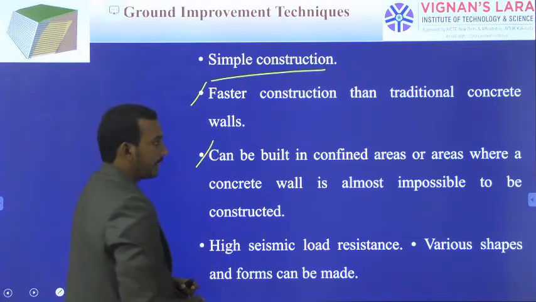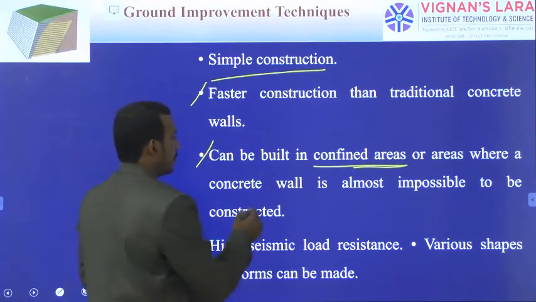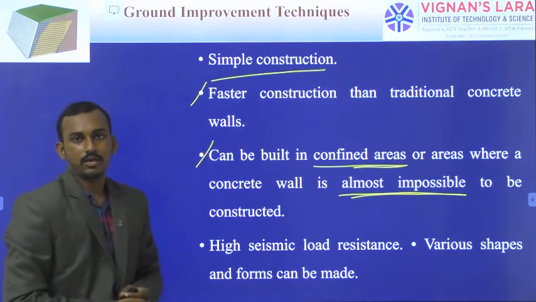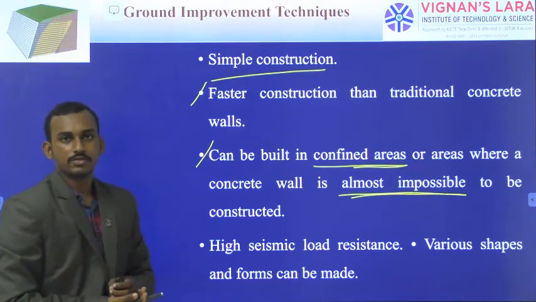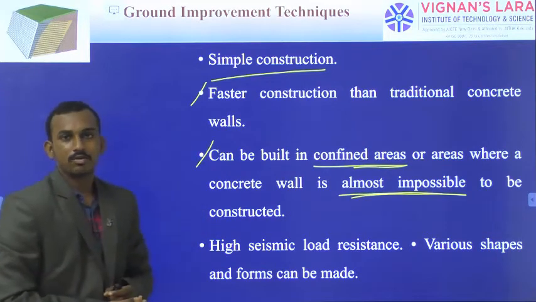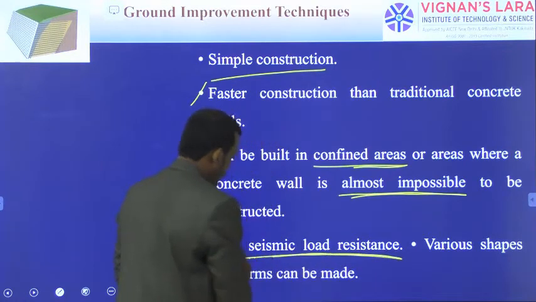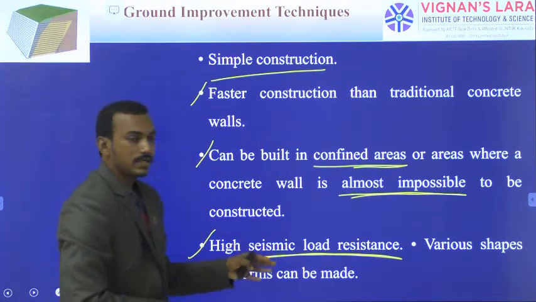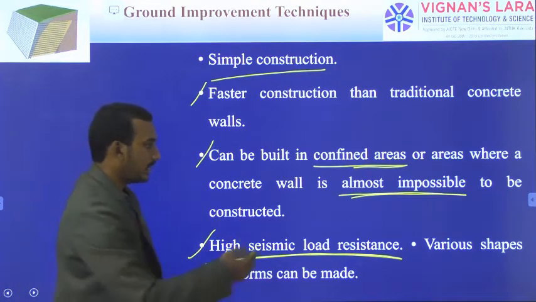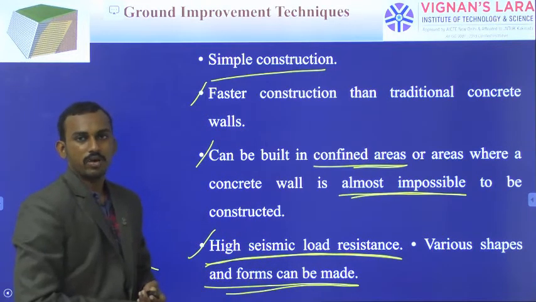Then it can be built in confined areas. That means very small areas and areas where a concrete wall is almost impossible. For example, it is not possible to construct a concrete wall because the foundation soil is not too good. So in those cases, we can do this grouting technique and stabilize the soil. High seismic load resistance. So with this, if you stabilize the slope, then it has high seismic load resistance. So under an earthquake also, the slope is not going to fail, and various shapes and forms can be made. So we can make any type of shapes we require.